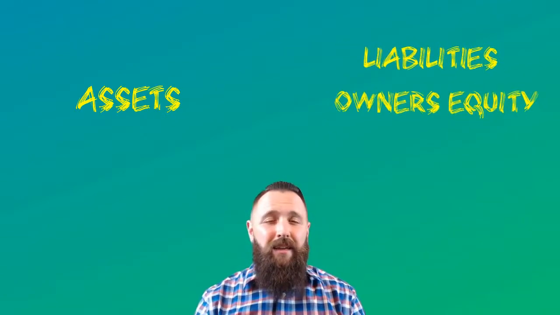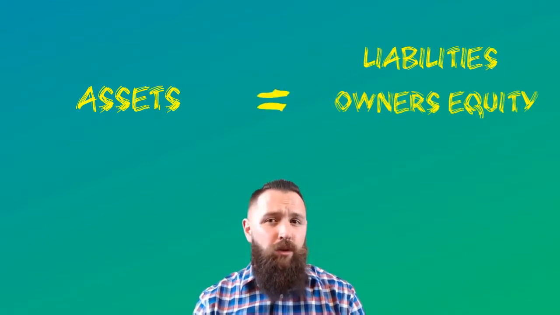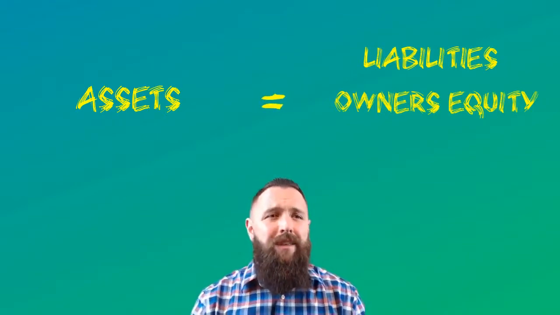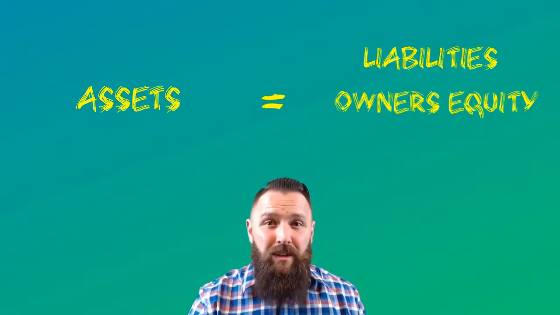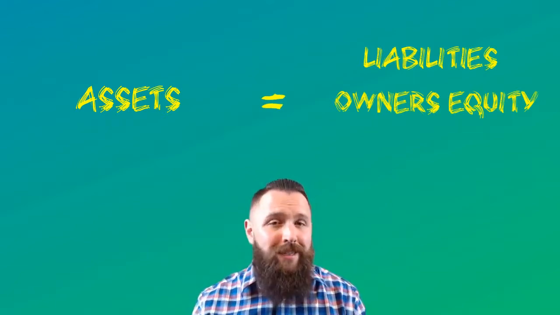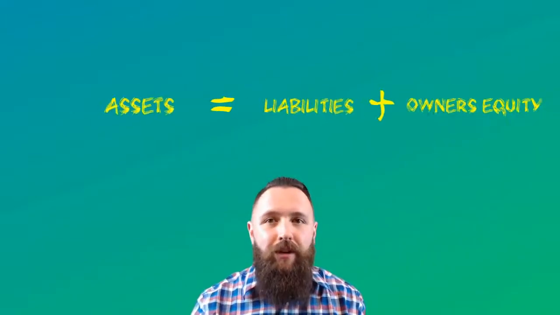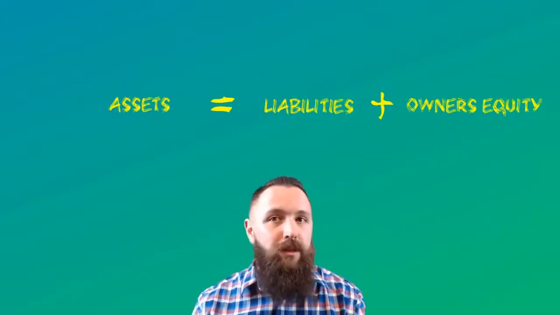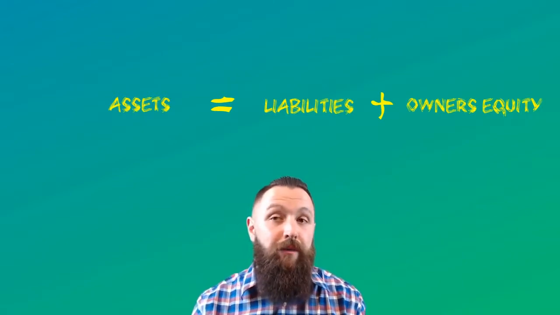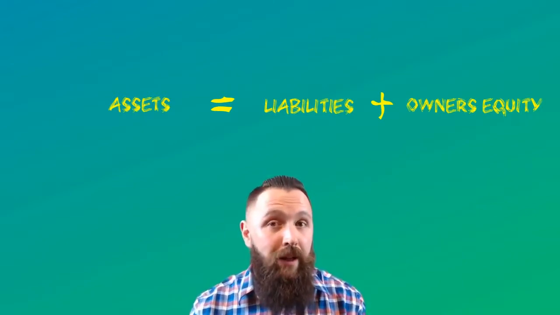The left side of the accounting equation must always equal the right side of the accounting equation. That means assets, the left side, will always equal the right side, liabilities plus owner's equity. This is the accounting equation. Assets equals liabilities plus owner's equity. It will always be in balance.